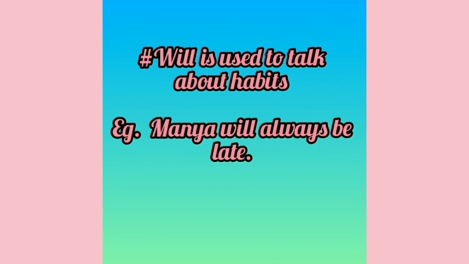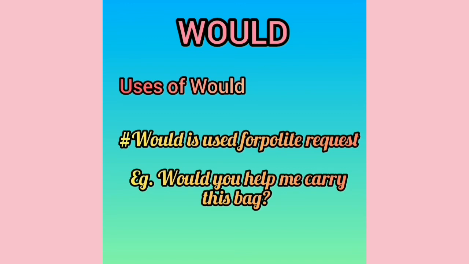Next use of will is for habits. For example, Manya will always be late. Manya has a habit of becoming late always. So we are using the auxiliary verb will to talk about her habits. The next modal auxiliary is would. Would is used for polite request. For example, would you help me carry this bag, when you're asking politely somebody for their help.